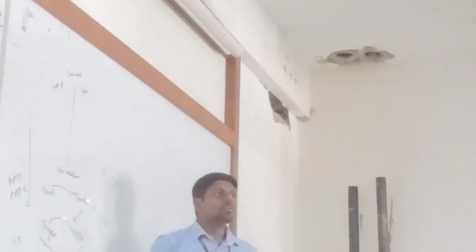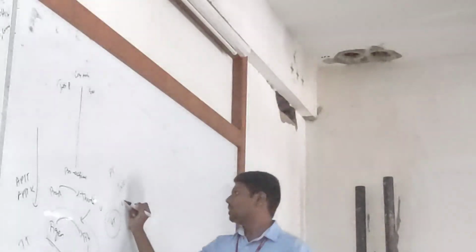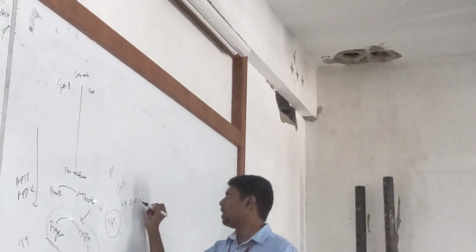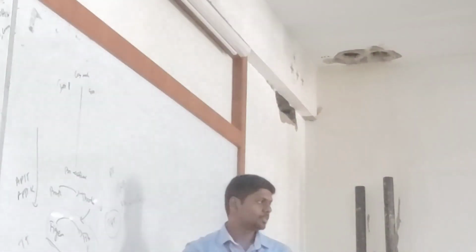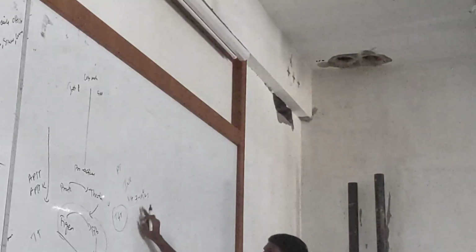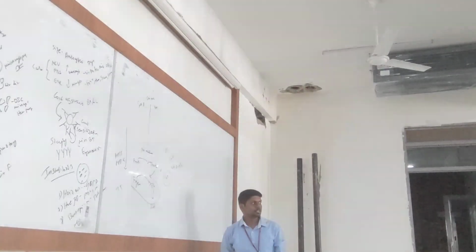Now, what clotting factors are vitamin K dependent? 7, 10, 9, 2. Not 1. Only 2. Factors 7, 10, 9, and 2 are vitamin K dependent clotting factors.